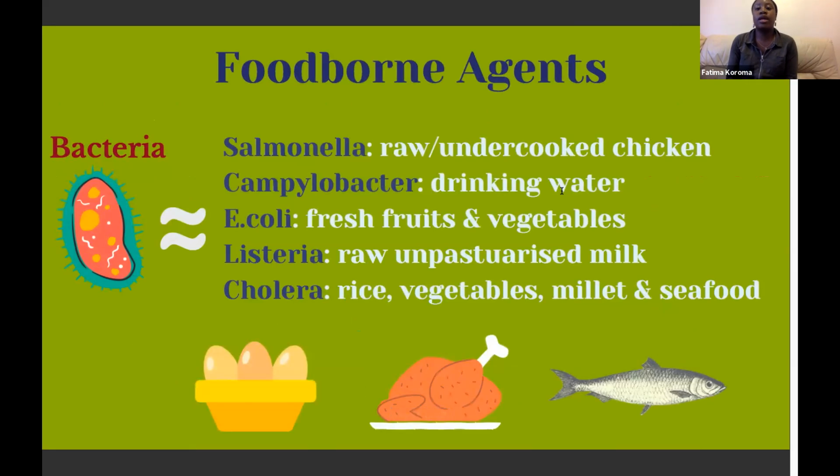So looking at the foodborne agents, we could start with the bacteria. Bacteria are one thing that cause food poisoning, as we know, and they contaminate food. We have quite a few bacteria, and the most common ones that cause sickness in people who eat this contaminated food are Salmonella, Campylobacter, E. coli, Listeria, and cholera. Salmonella is normally in the animal intestine, and sometimes even in our own intestine.